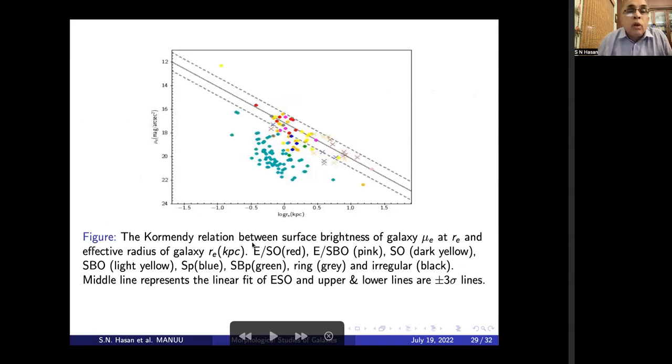So here is a diagram, the Kormendy relationship between the surface brightness of galaxy and the effective radius of galaxy. The SOs are in light yellow, spirals in blue, barred spirals in green, and rings in gray. The middle line represents the linear fit of ESOs, and upper and lower lines are the 3 sigma limits. And we see that the ellipticals and lenticulars lie within the 3 sigma of this fit.